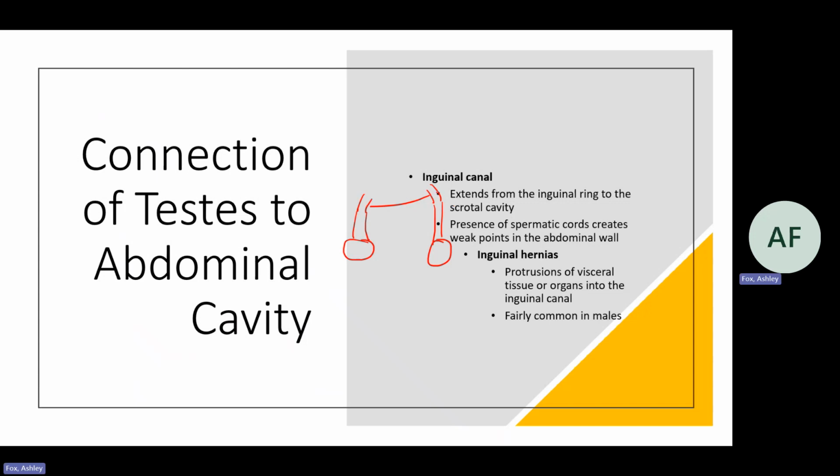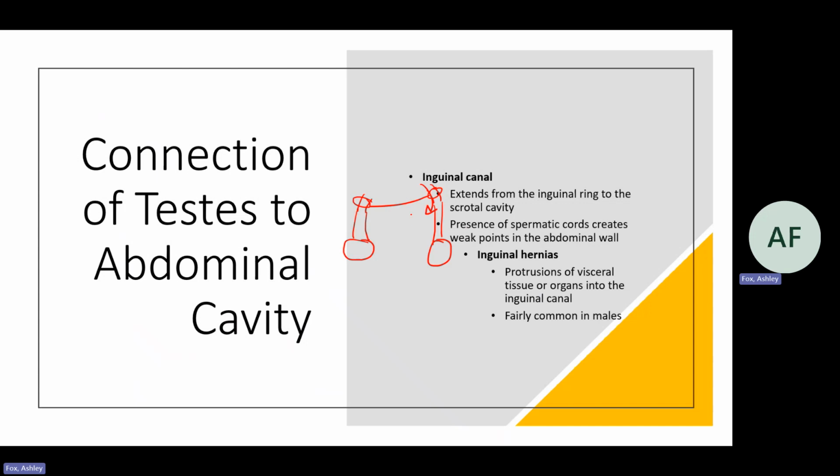What happens is this is a weakened spot for the abdominal muscles or the abdominal wall. This is where inguinal hernias can occur, where visceral tissue, so fat or visceral organs, can leave the abdominal cavity and go into the spermatic cord and even into the scrotum. So this actually goes through the inguinal canal and causes issues.